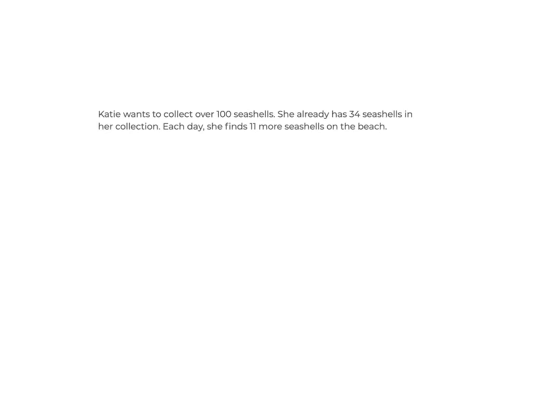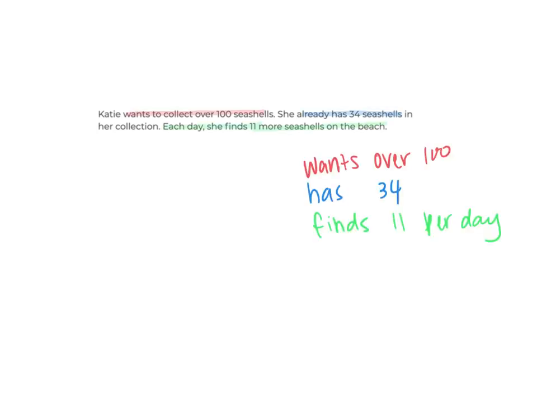This problem says Katie wants to collect over 100 seashells. She already has 34 in her collection. Each day, she finds 11 more seashells on the beach. So let's pull out what we know. She wants over 100. She has 34, and she finds 11 per day.